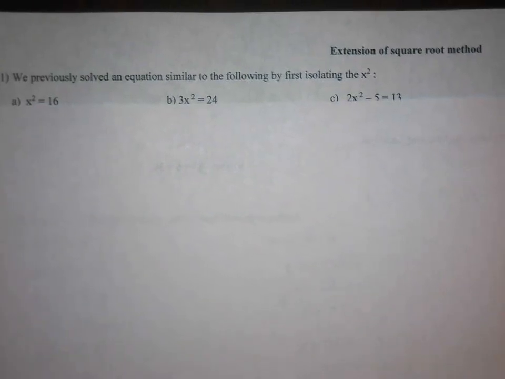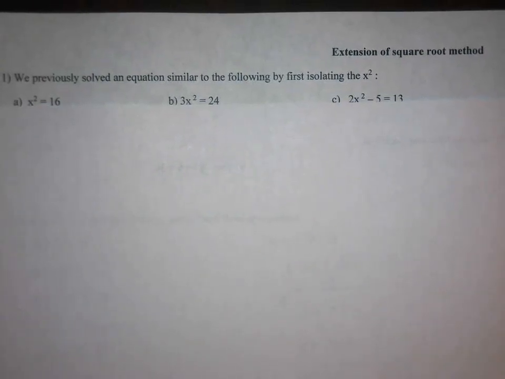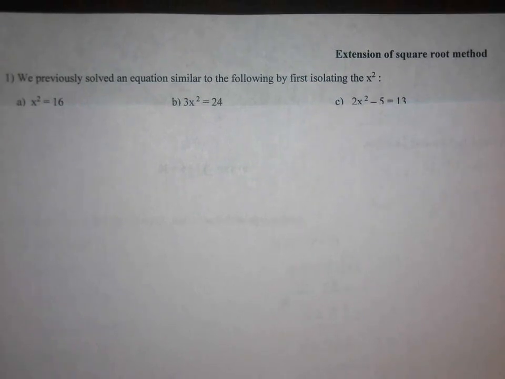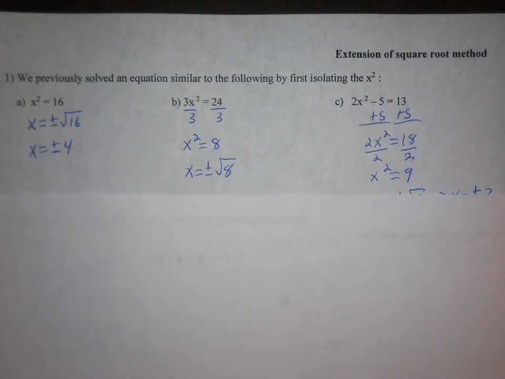This is an extension of the square root method to solve quadratic equations. We previously solved equations similar to the following by isolating the x squared. Your first step is to get x squared all by itself. If you try these three in parts A, B, and C, you should be able to do those. And here are the answers.